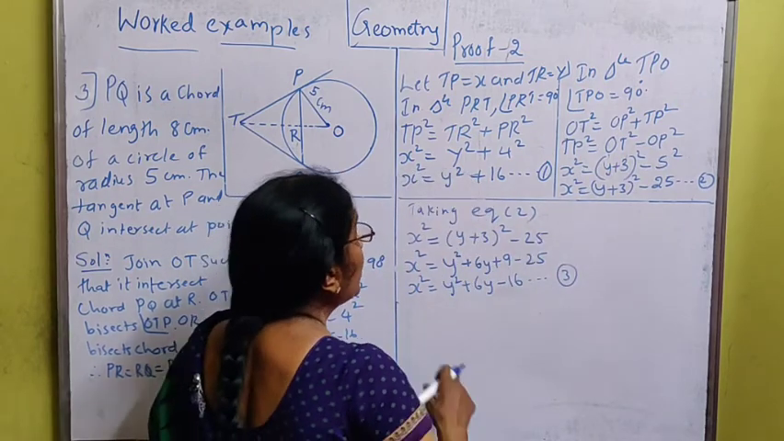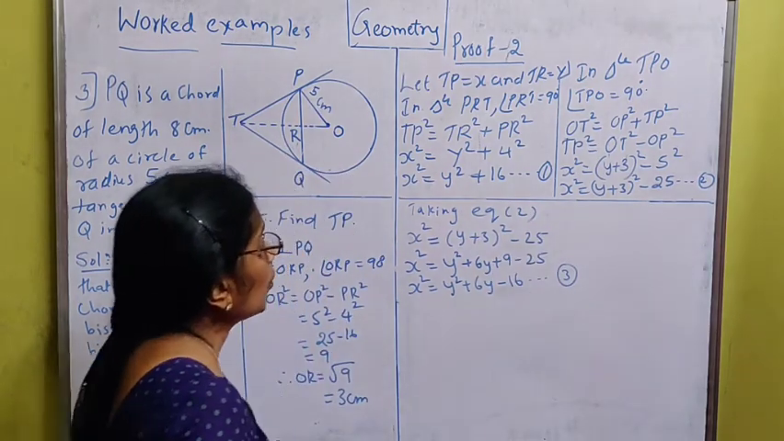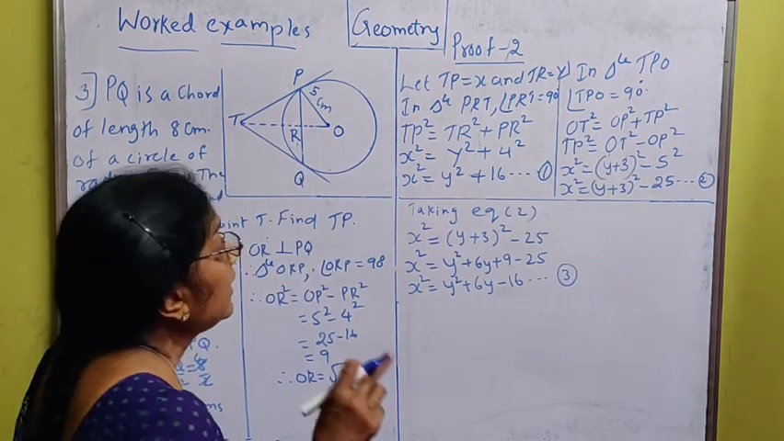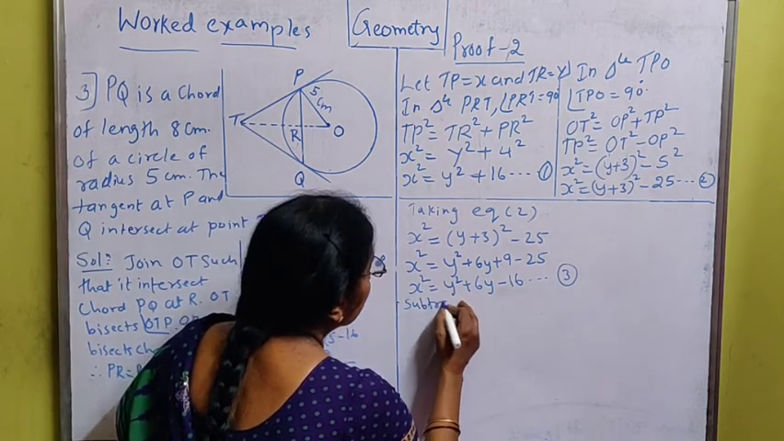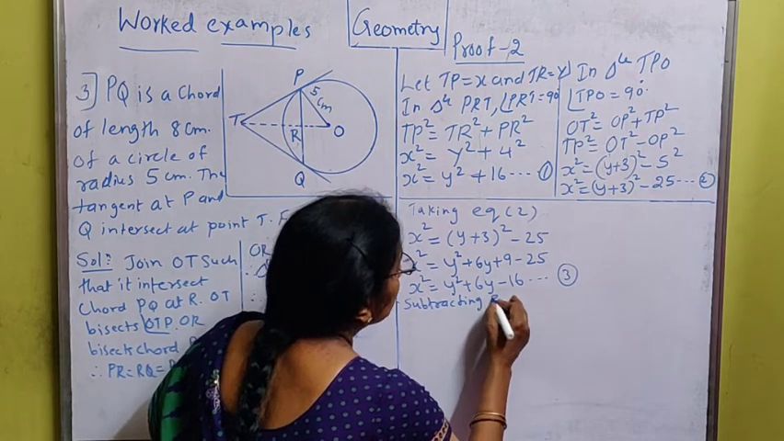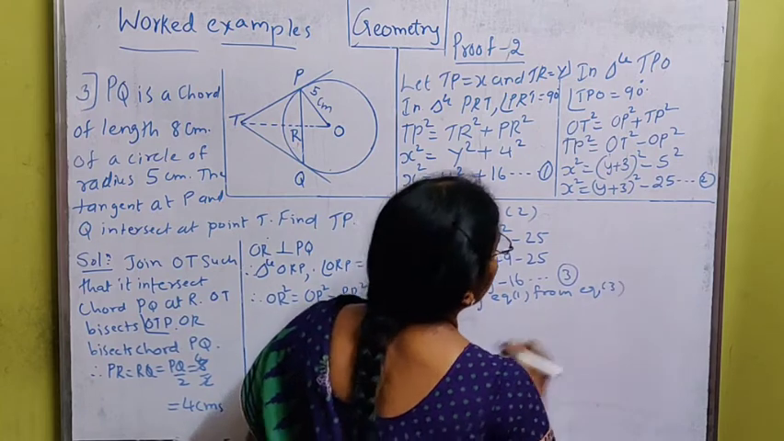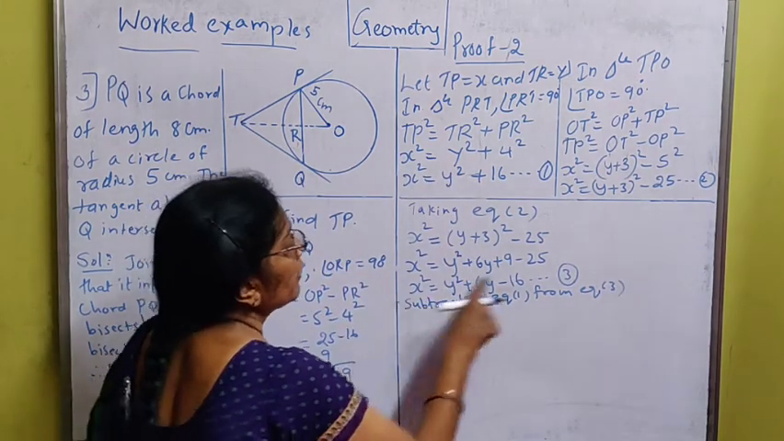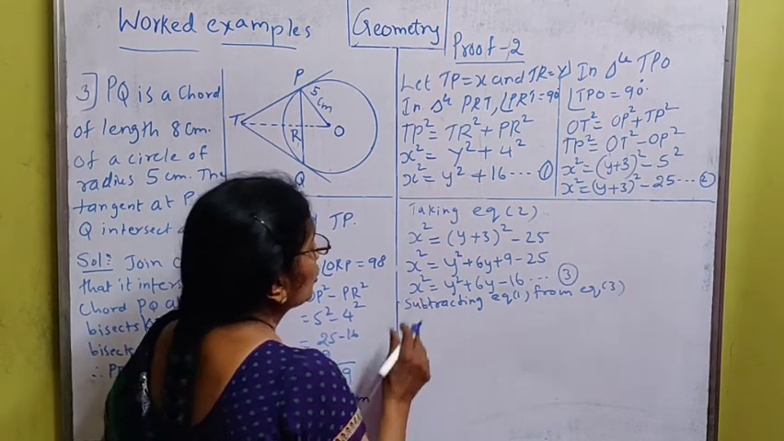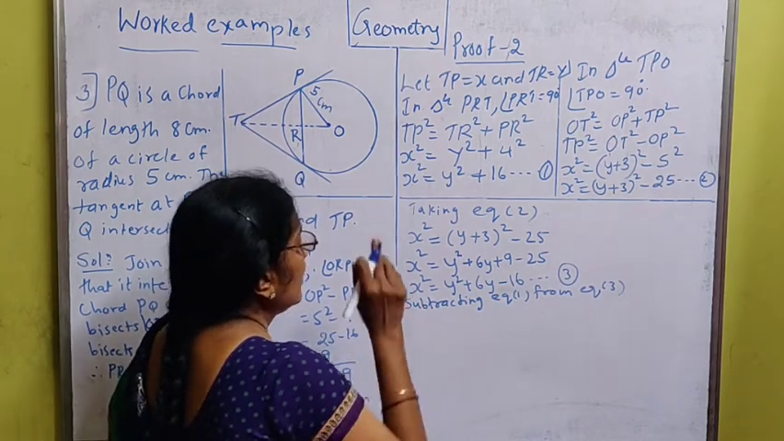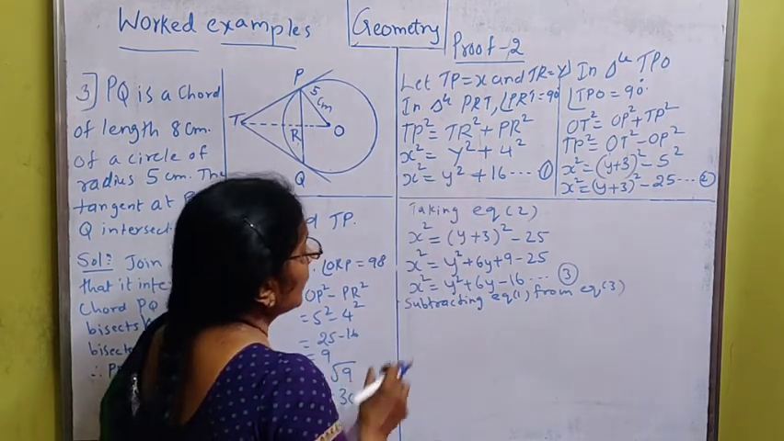Now we are going to subtract equation 1 from equation 3. First we write down equation 3 and below that we write down equation 1. Left hand side should be subtracted from left hand side, and right hand side should be subtracted from right hand side. So that we will do.